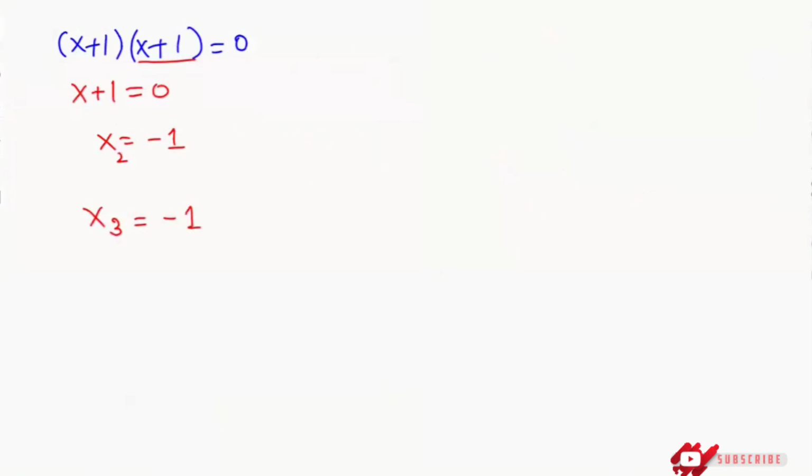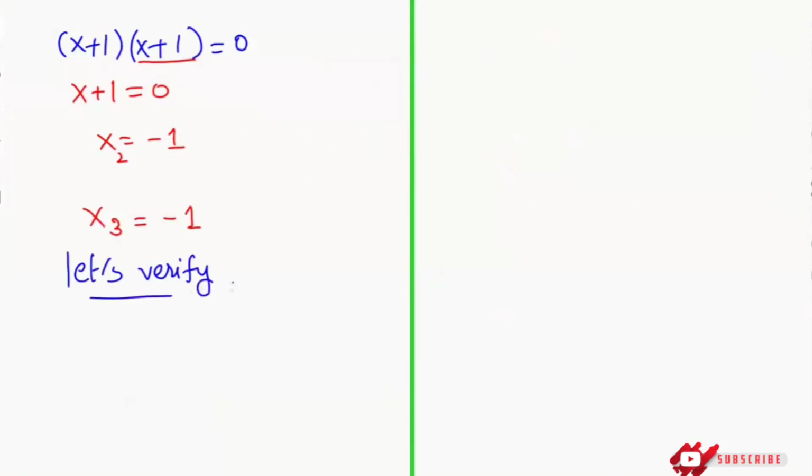Now it's time to verify my answer. The equation we have is 3 to the power of x times x to the power of 3 over 27 to the power of x is equal to 9. Now I will take the first x value, that is 2, and plug it in as a replacement of x here.